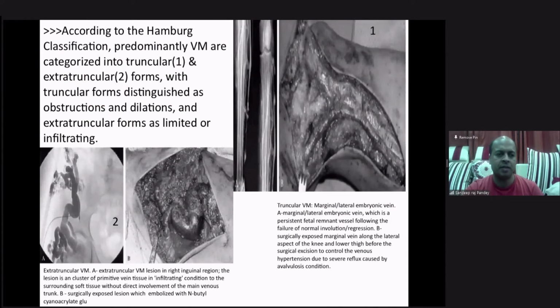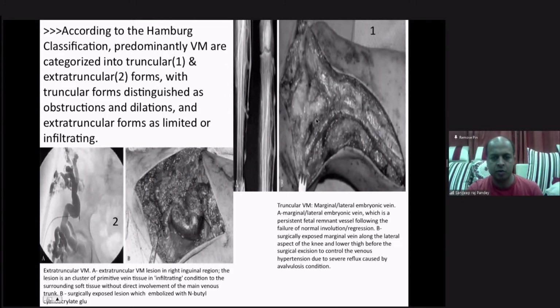According to the Hamburg classification, predominantly venous malformations are categorized into truncular and extratruncular forms, with truncular forms distinguished as obstruction and dilatations, and extratruncular forms as limited or infiltrating. This is the type 1 truncular form, where the marginal embryonic vein was involved.